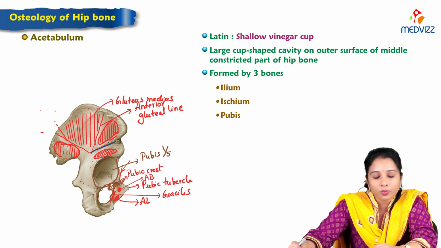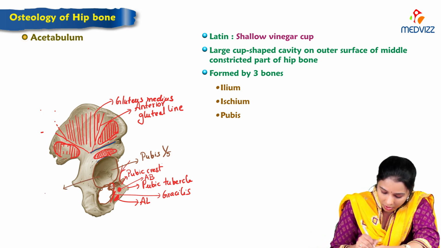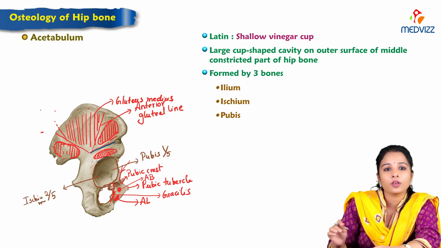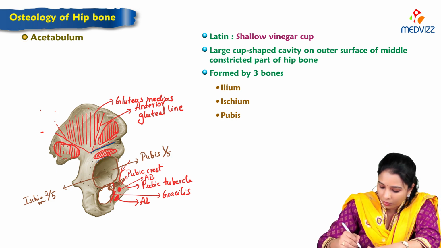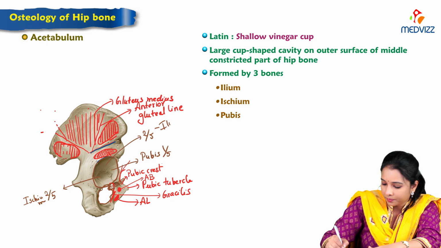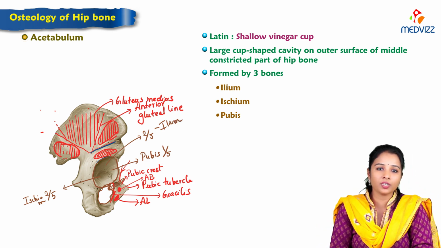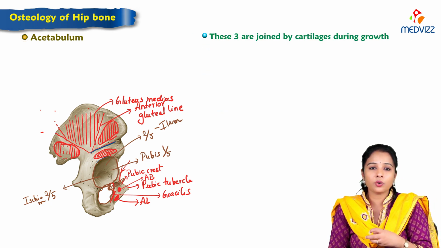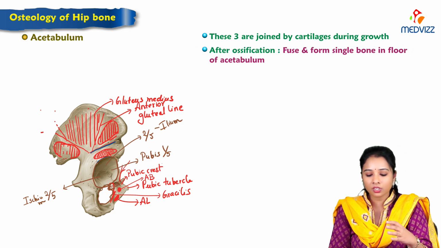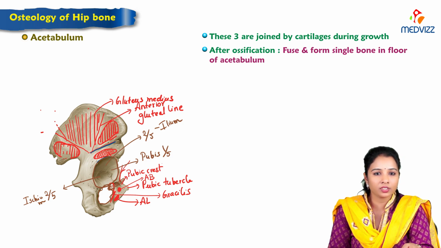And the ischium forms the posterior 2/5, and the ilium forms the superior 2/5. So the upper 2/5 is by the ilium. So these three bones join to form the floor of the acetabulum. Initially during growth, these three bones are joined by cartilage. Later, after ossification, they all fuse to form a single bone in the floor of the acetabulum.